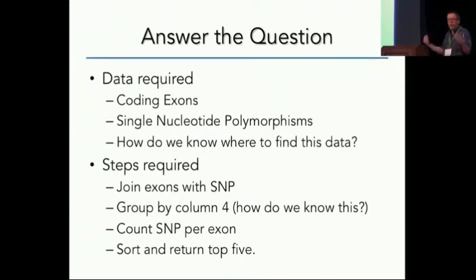The rest of it is then relatively simple. Once we've joined it, we need to count, because we're looking for the highest number, so we can deduce that we need to count the number of SNPs per exon, sort them, and then return the top 5. And now Siri is able to answer our question for us.